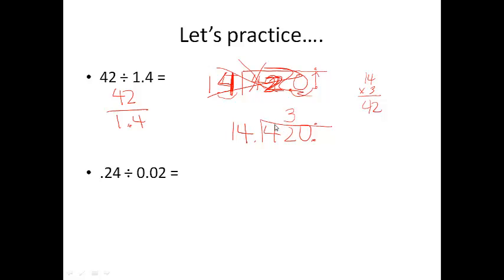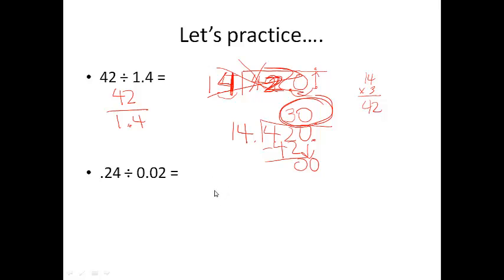Now guys, you have to put your answer on top of your number. You cannot put it on top of the 4 because 14 doesn't go into 4 3 times, it goes into 42 3 times. Okay? So 14 times 3 is 42. So here we go, 42, bring it down, 0. Now bring down your 0. How many times does 14 go into 0? 0 times. So my answer is 30. Okay? Very good.